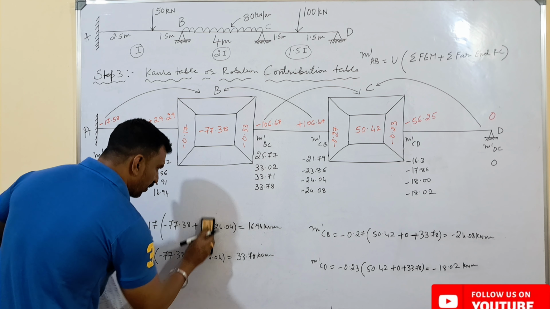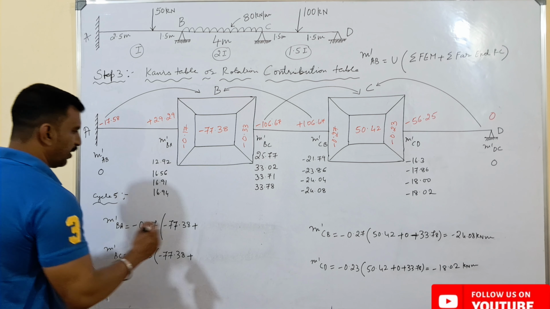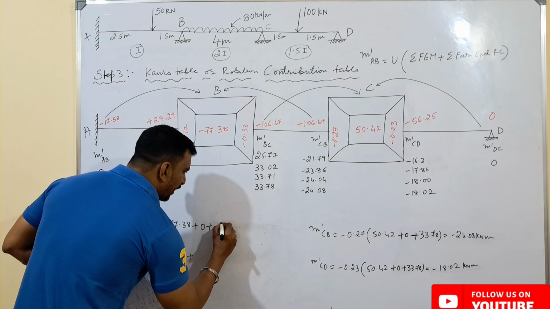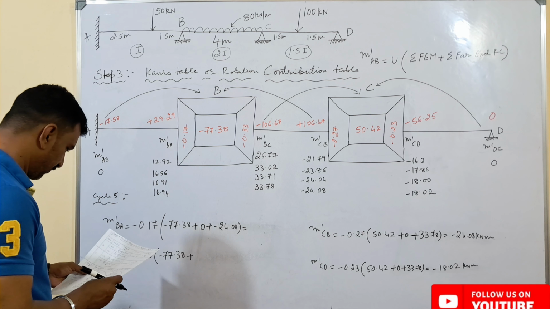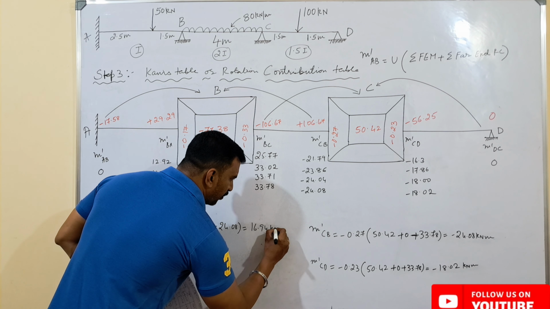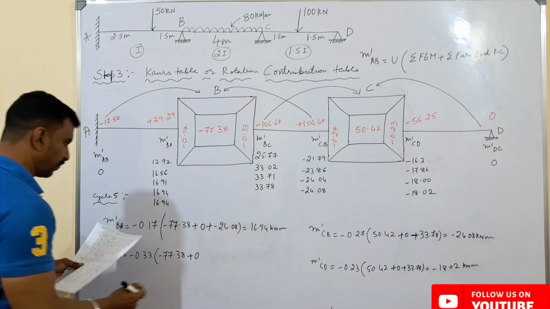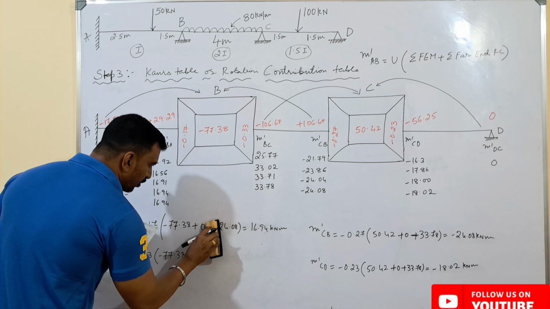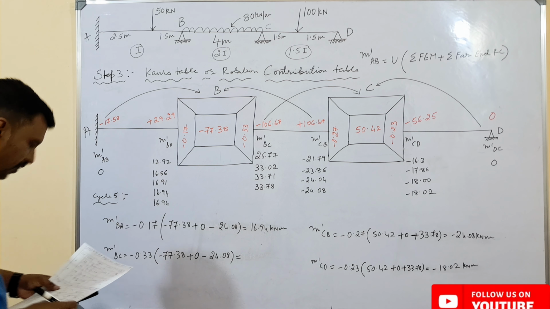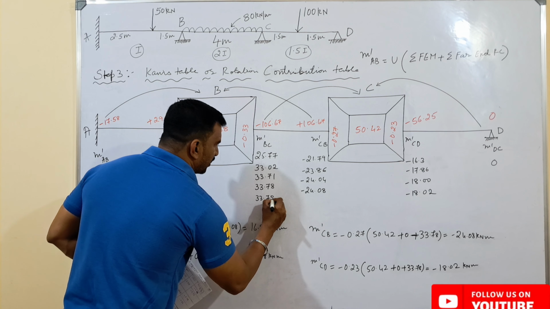So here, in the fifth cycle, M dash BA, there is a far end rotation contribution here, which will be 0, plus the new iteration value here, minus 24.08, which will be equal to 16.94 kilonewton meters. So here plus 0, and here this one value, this is minus. So here also minus 24.08, which will be plus 33.78 kilonewton meters. So here 33.78.